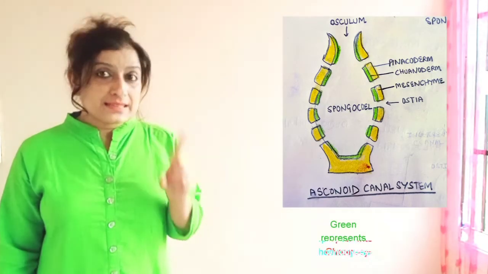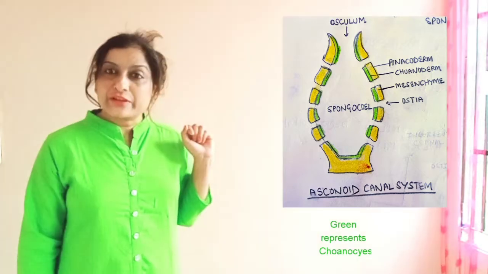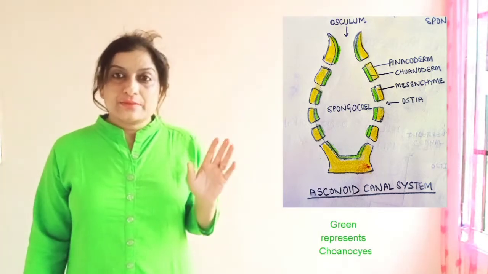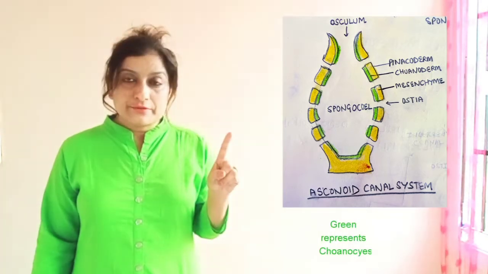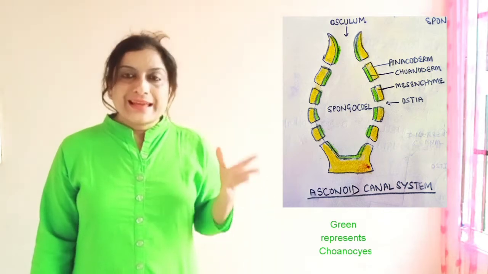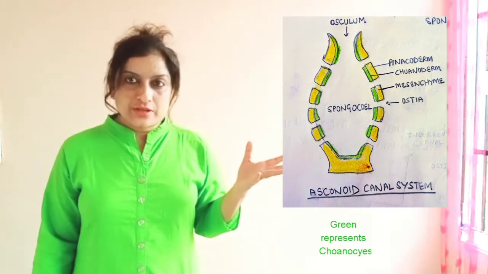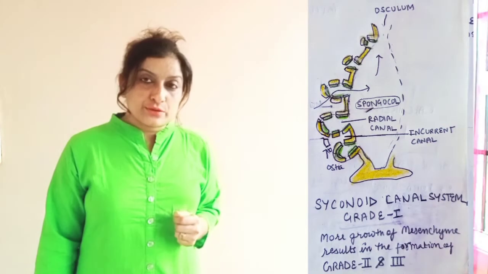First and the simplest is known as the asconoid type of canal system. In this system, there is only one cavity or canal, which is the spongocoel. It has inlet in the form of ostia and outlet in the form of osculum.